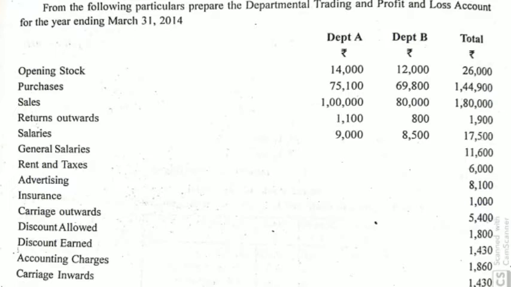Keep this in your mind, as I hope you know this. Rent and taxes 6,000. Advertising 8,100, which should be distributed on the basis of sales ratio. Insurance 1,000. Carriage outwards 5,400. Discount allowed 1,800. Discount earned 1,430, accounting charges 1,860, carriage inwards 1,430 again.